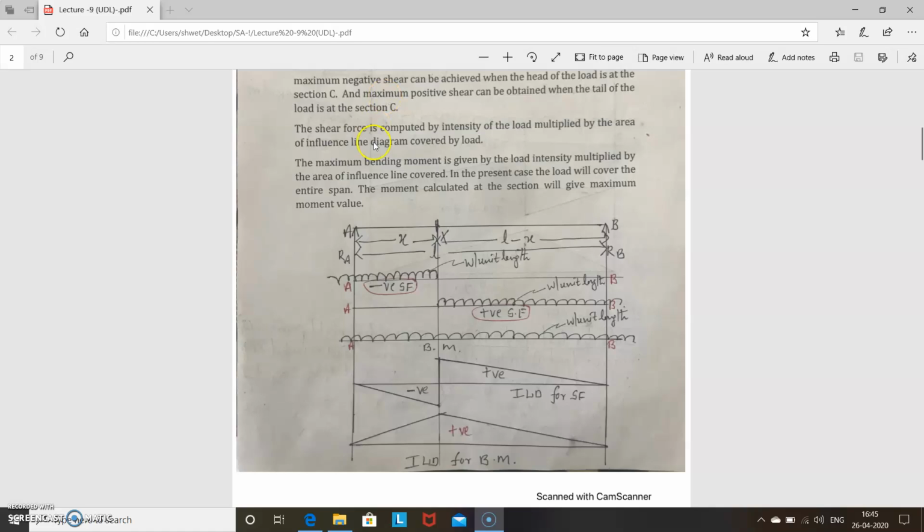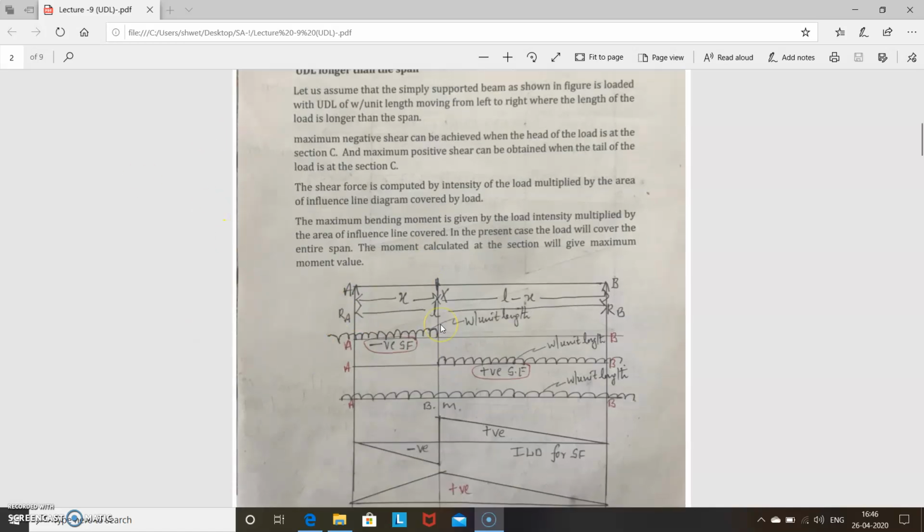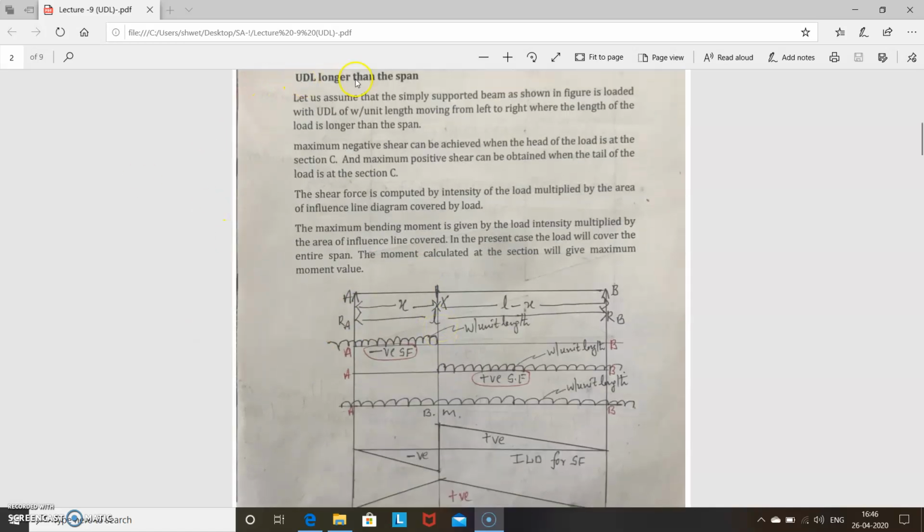Next, what is the maximum bending moment? It is given by the load intensity multiplied by the area of the influence line covered. So this is the full area. You can consider it as one triangle, or you can consider it as separate ones, no problem. For ease, we'll consider it as one triangle: half into base into this height. So this is the way to calculate the maximum shear force and bending moment, both positive and negative. This is for the case of UDL longer than the span.